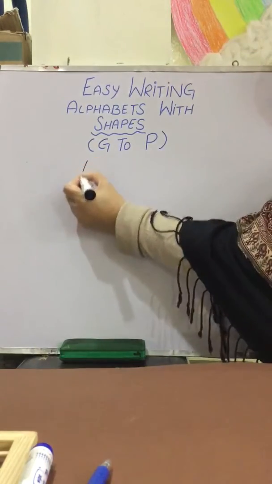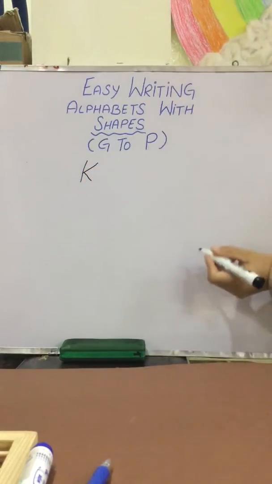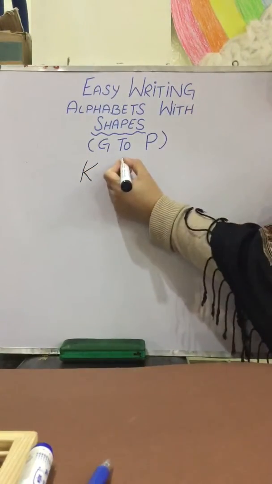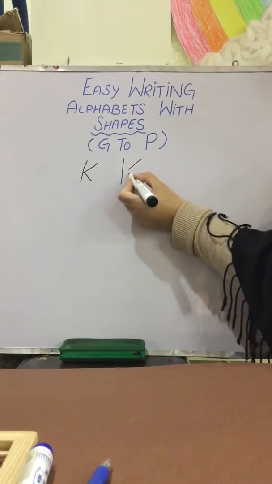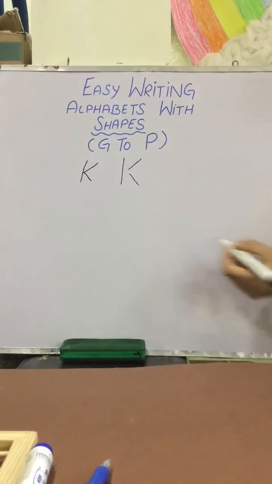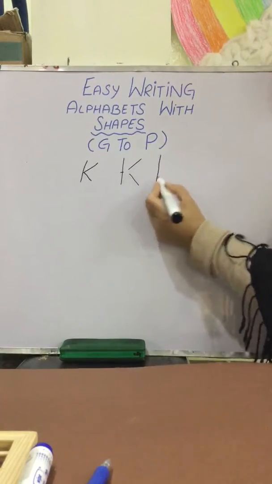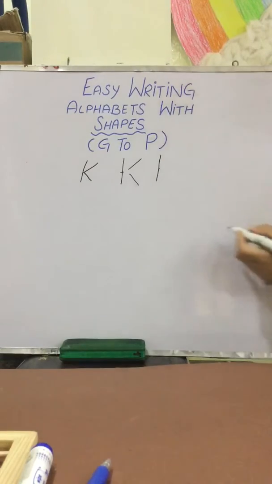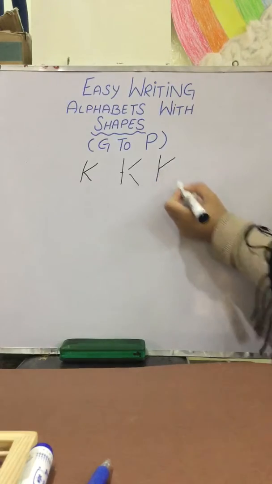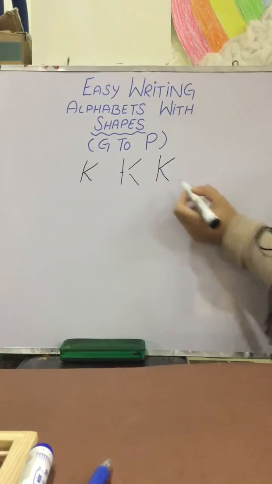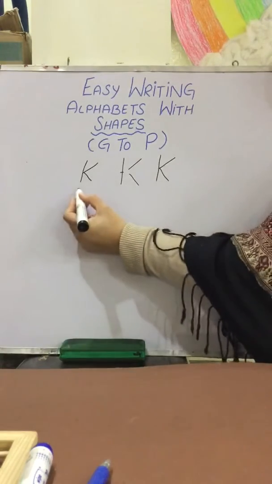Next one is K. In my Montessori, what I use is the straight vertical line, and then these are the patterns we are using. In the central point, this dot shows the central point, and we join one slanting line and another slanting line. It is K.